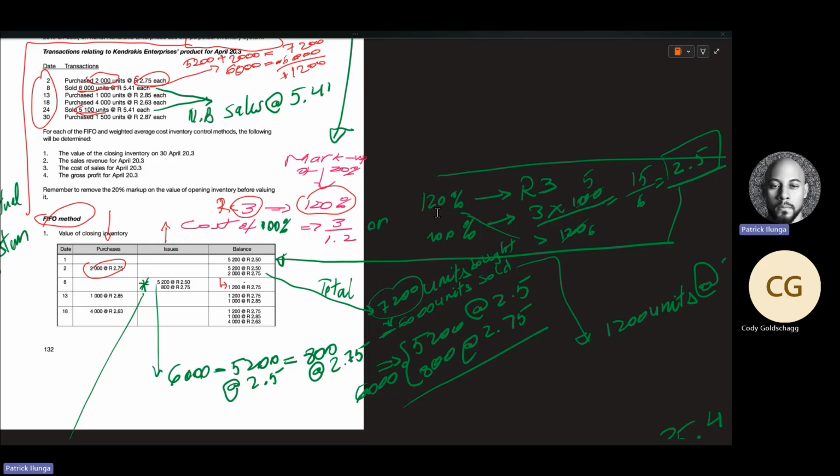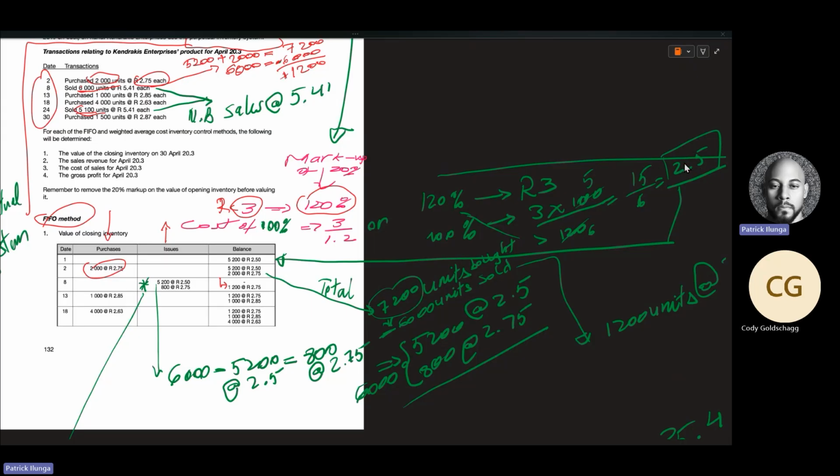Pretty simple, right? Actually, I think the correct term for it should be the 3 simple rule, right? So 120% represents 3 rands. 100% will represent what? You take 100 times, you can forget the percentage at this point. You can just say 100 times 3 divided by 120. And that will give you 2.5. And that makes sense.